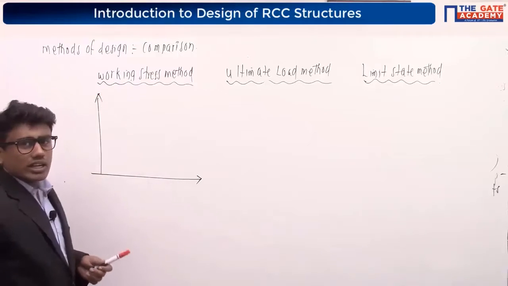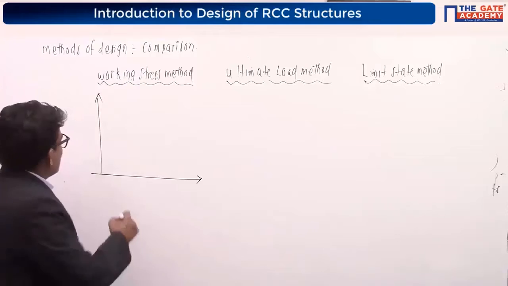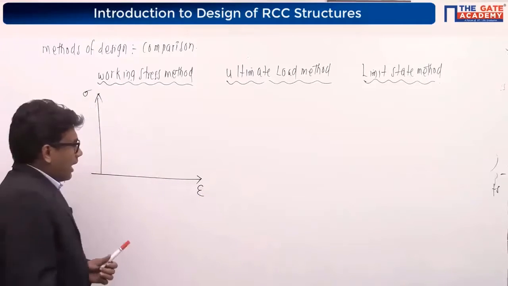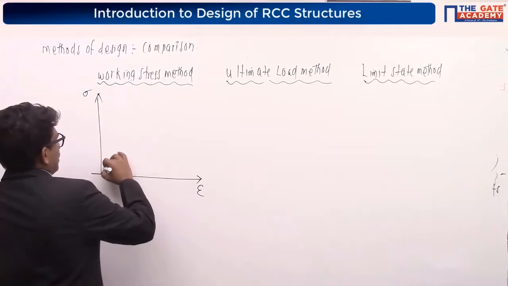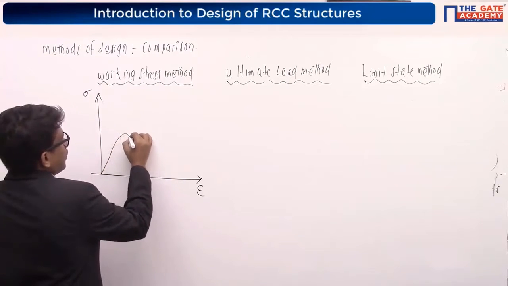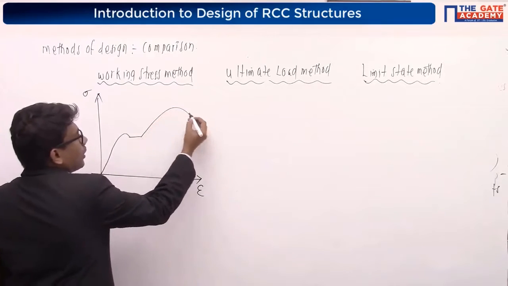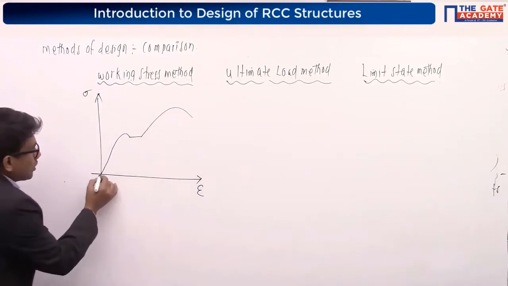If I plot the stress-strain curve of mild steel bar, in the y-axis I will be taking the stress values, in the x-axis I will be considering the strain values, and you will be getting a graph like this. It will be going like this, and you will have a straight portion, and it will be going like this. And this is the origin.